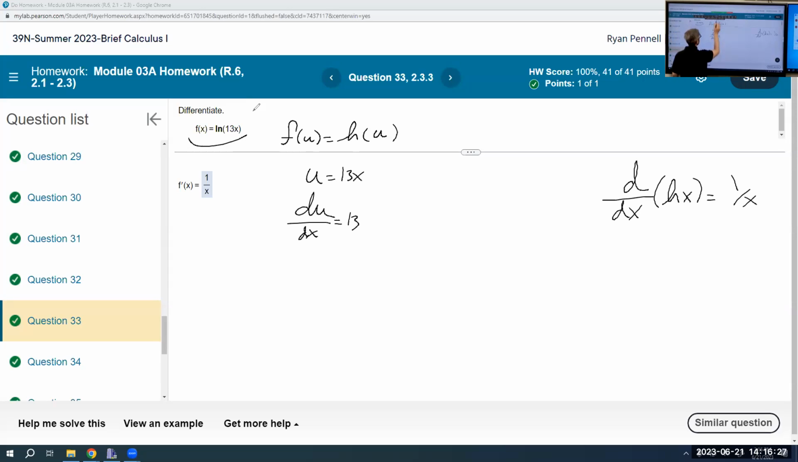Yeah, that's not what I want. I don't think that's what I want to do. Why does 13 go away? The 13 is going to go away because when you take the derivative of the argument, it's going to go to 1.